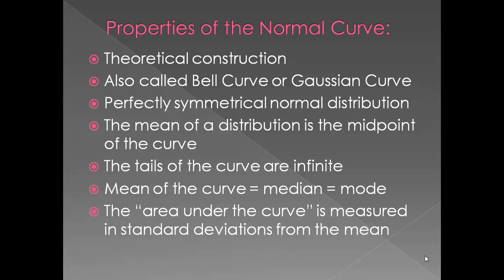Now, first of all, you need to understand the normal curve. I'm going to show you a bell curve on the next page, but right here, you need to know just a little bit about it. It's a theoretical construction. You're not going to find a perfect bell curve in any one area of life. Again, it's theoretical, it's hypothetical. The bell curve is also called the Gaussian curve.